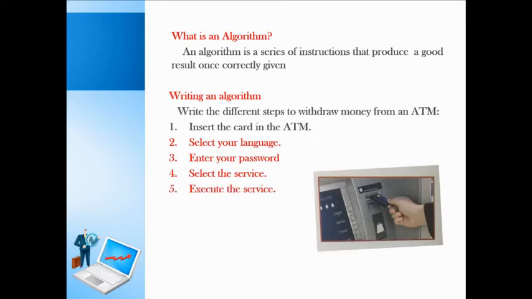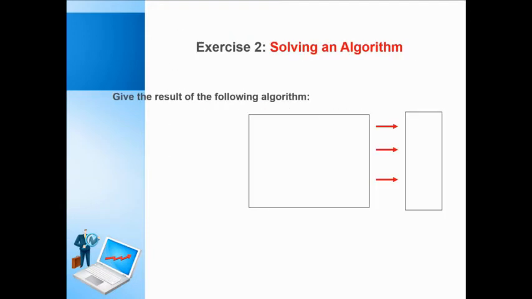The fifth step is to execute the service. And last, but definitely not the least, is to take the card after withdrawing the money. So that's the steps on how to withdraw money from an ATM. This time, let's answer Exercise 2, solving an algorithm. We have to give the result for the following algorithm.